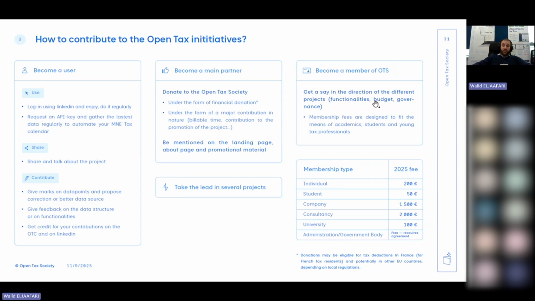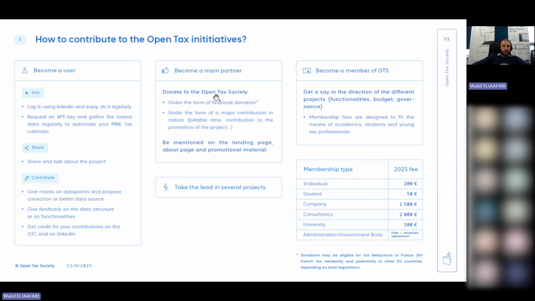And finally, you can become a member of the Open Tax Society, meaning that you can be part of the democratic management of the association that we have built. But of course, in order to become a member, you need to pay the fee. You don't need to become a member to be a user or to contribute. I want to be very clear about that. You only need to become a member to be part of the actual democratic management of the NGO that we have built. But it is not necessary. You do not have to become a member.